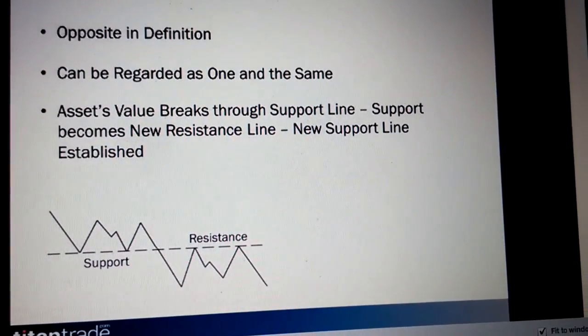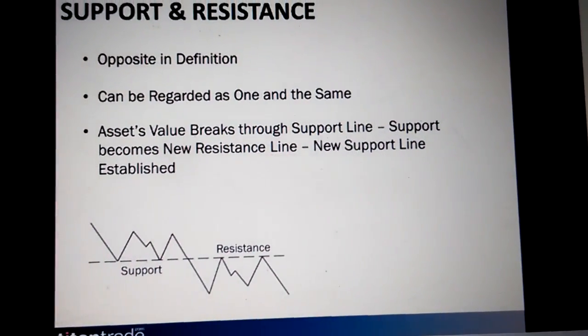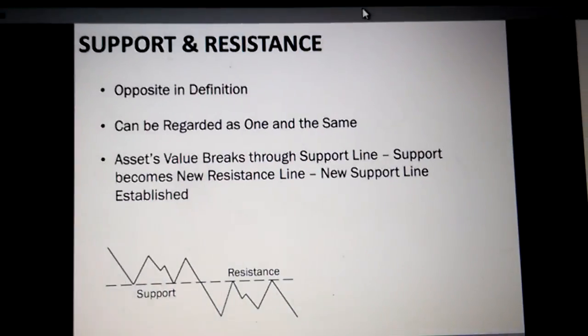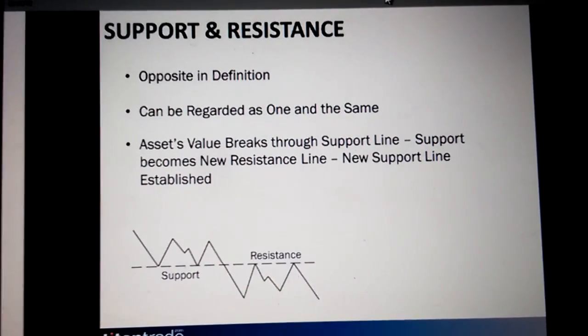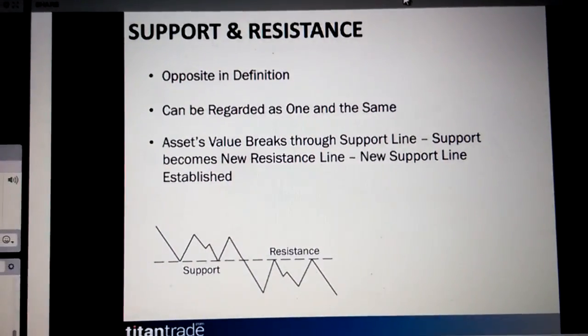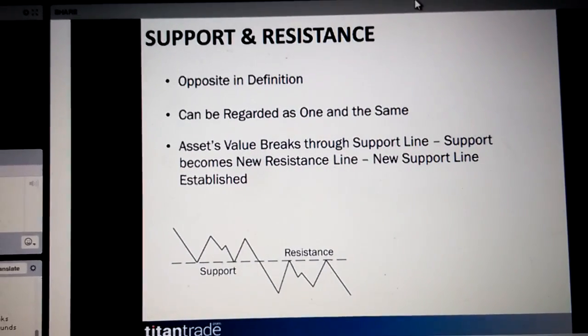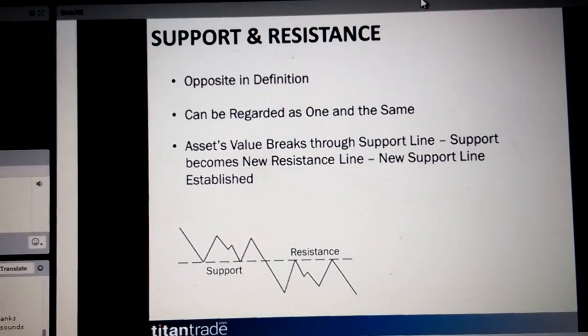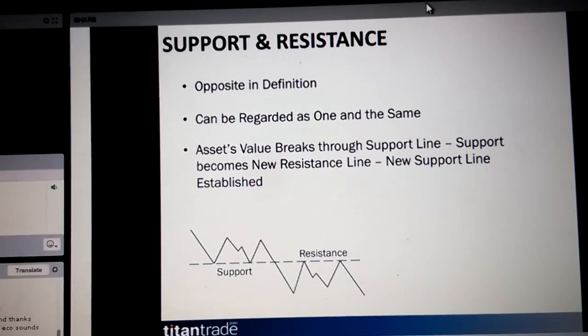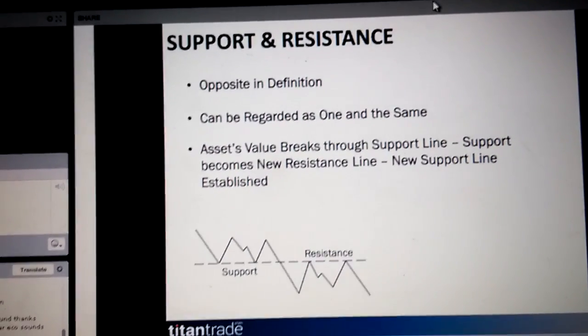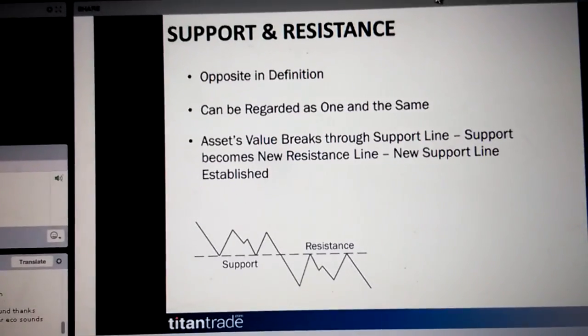The same goes for the opposite, of course. If the value of an asset breaks through the support line, then that line becomes the resistance, and a new support line is established. So in this scenario, you can think of yourself as being on the very top floor. You break through the floor, and you fall onto the floor beneath you. So suddenly, your floor became the new ceiling.